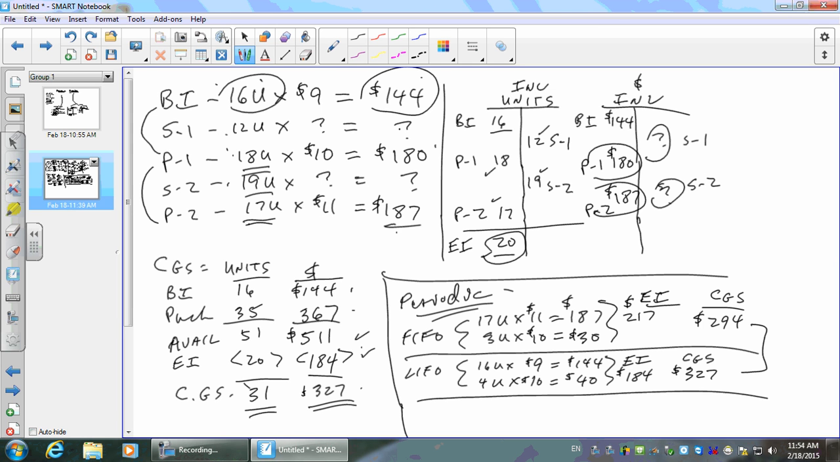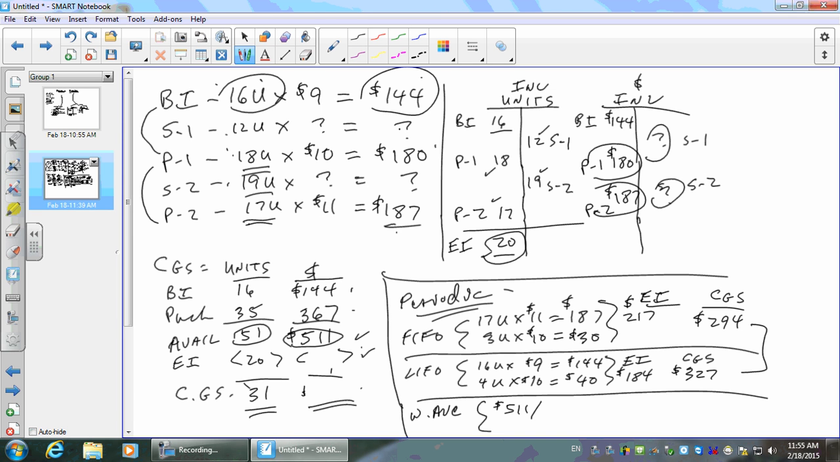Do one more. This only takes a second. Weighted average. I know some of you have a class. Weighted average. What's the deal? What's the average, everybody? It's going to be the weighted average. We're not just going to take the average of 9, 10, and 11. Don't do that, right? What we want is the weighted average. So what do I want to calculate? How many units are available? 51. What did they cost? 511. Be sure and pick up the beginning inventory, right?